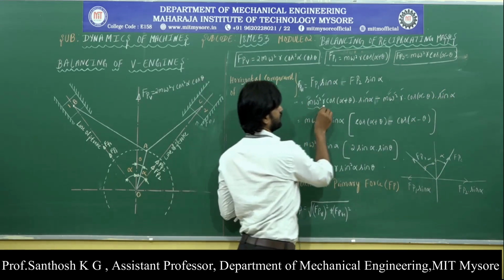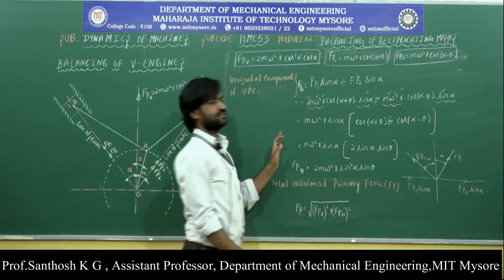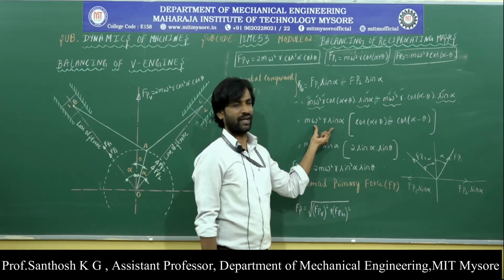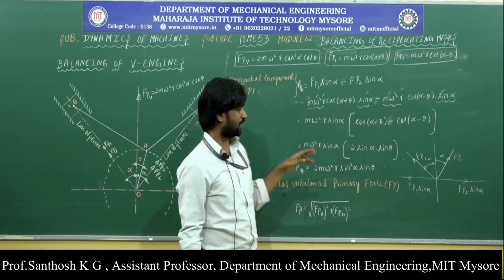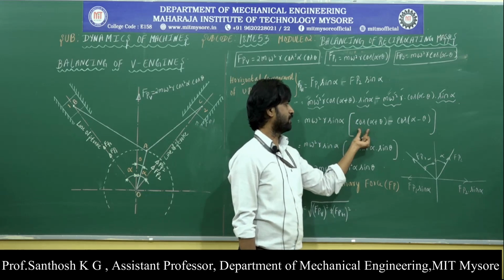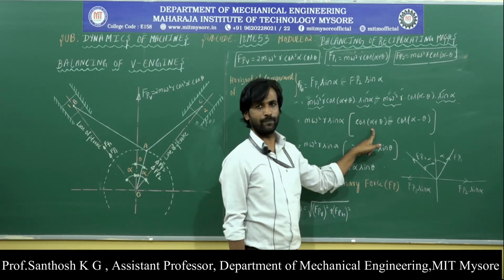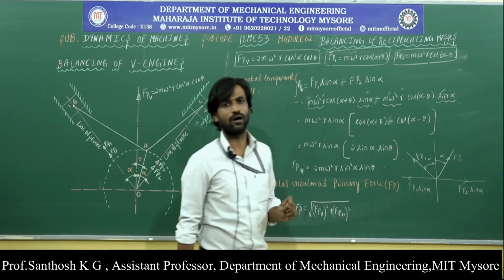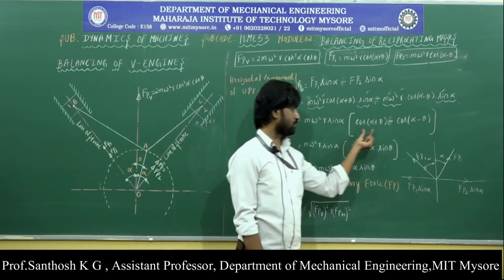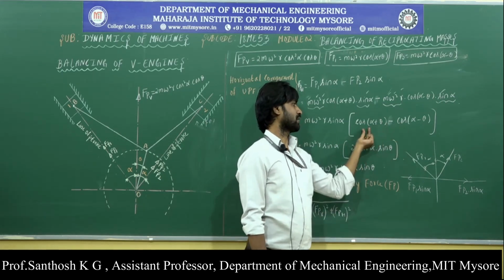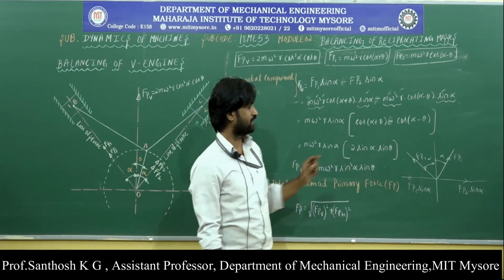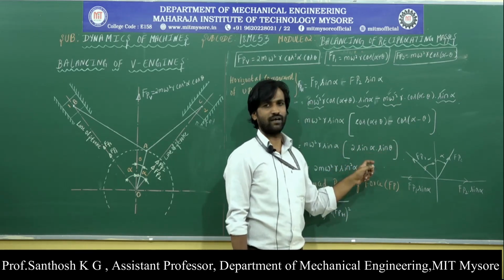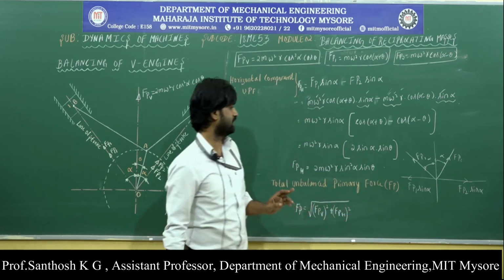So I am going to take these terms as common. When I take m omega square r into sin alpha as common in both the terms, then in the first term I will be left with cos of alpha plus theta, minus in the second term I will be left with cos of alpha minus theta. From the trigonometric formulas, cos of alpha plus theta minus cos of alpha minus theta can be written as 2 times sin alpha into sin theta.